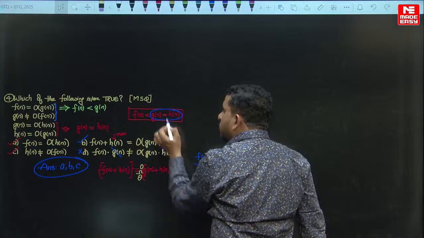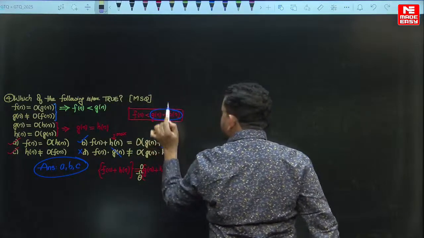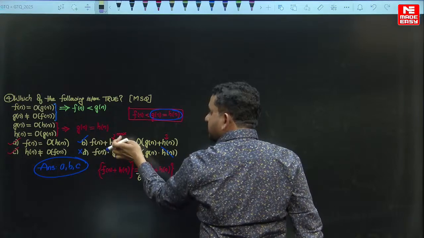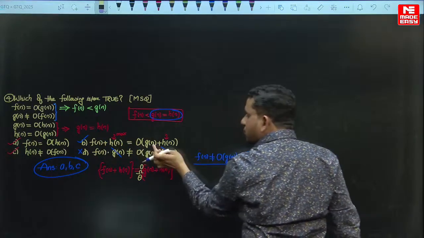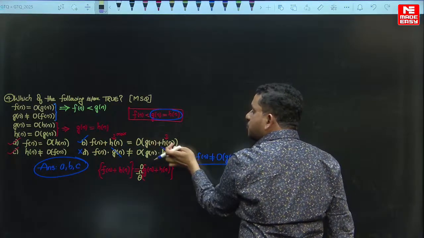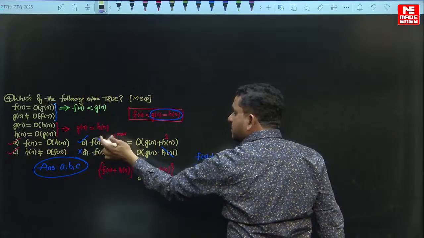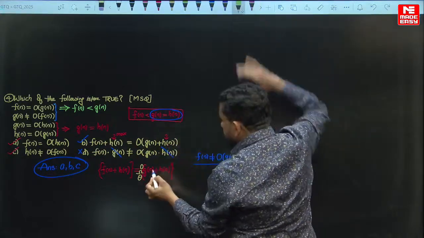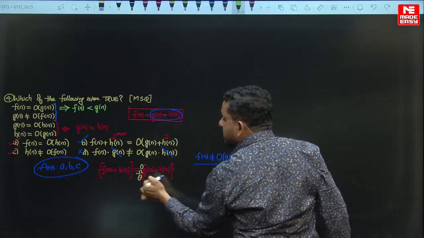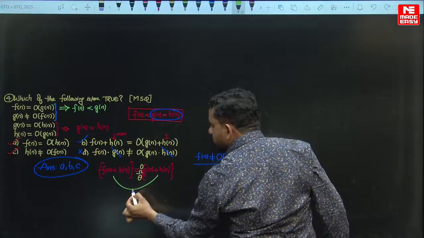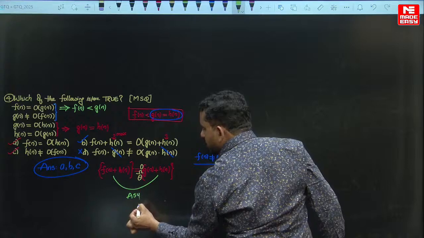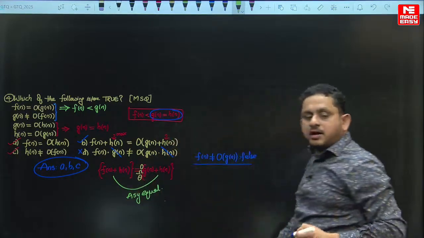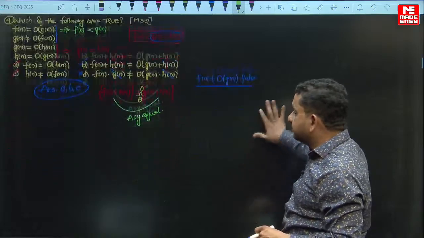Because both are asymptotically equal, n square plus n square is asymptotically equal to n square only. In this way f plus h as well as g plus h become asymptotically equal. If they are asymptotically equal, then big O, omega, theta are all true, right.